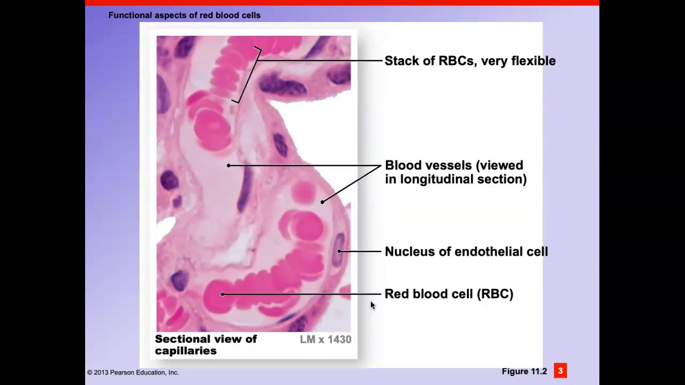This is a cool picture. So this is a sectional view of capillaries, and it shows how as these red blood cells travel through capillaries, which is the smallest blood vessel, they actually stack and squeeze.